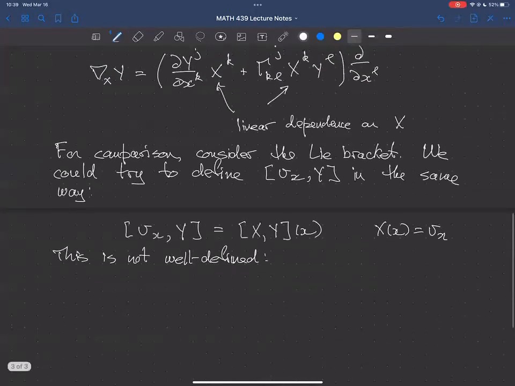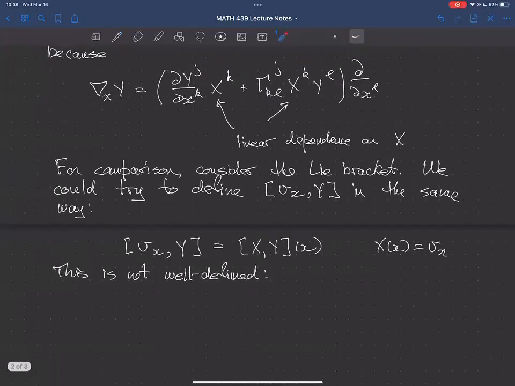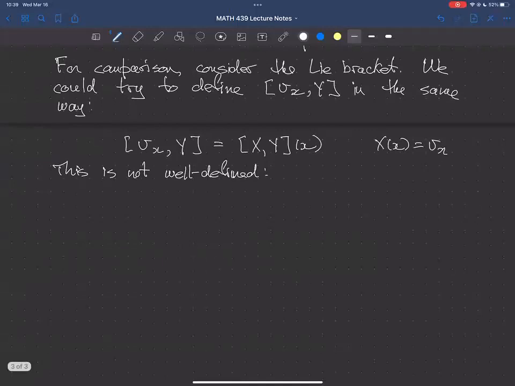Okay, and the reason is exactly the same reason why this one is, and that is that if you write down the coordinate formula for the Lie bracket, you'll see exactly why it doesn't make sense. And so I'll repeat that here.